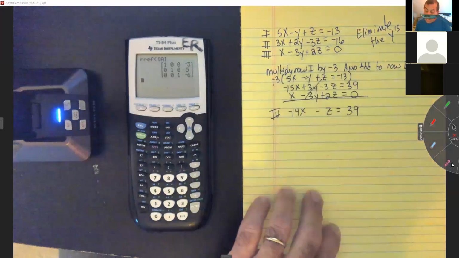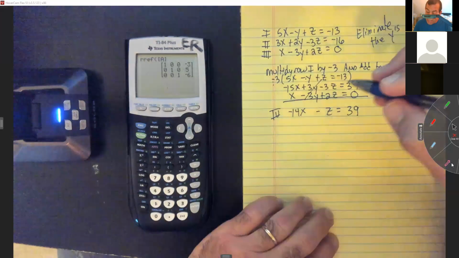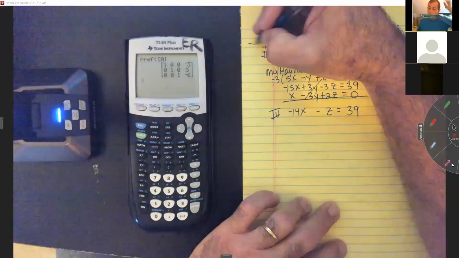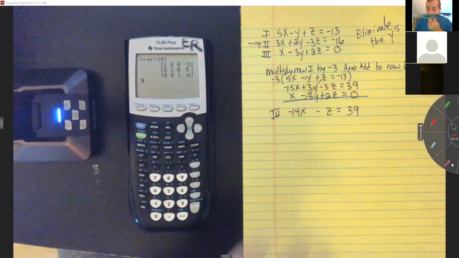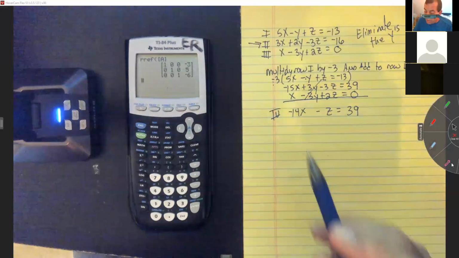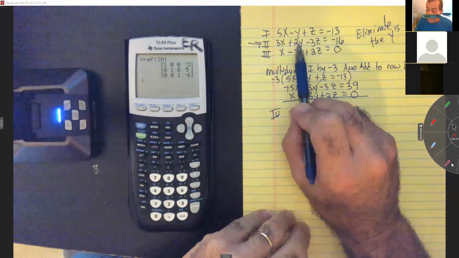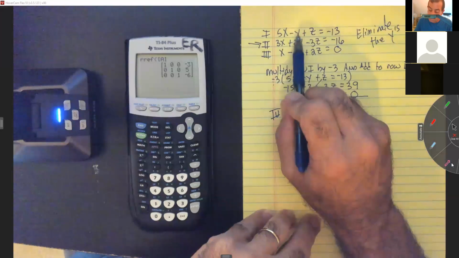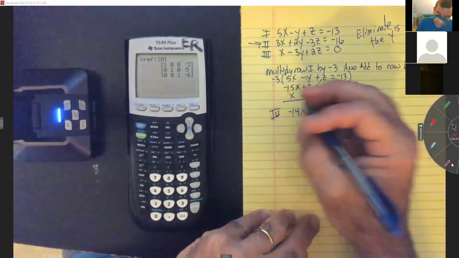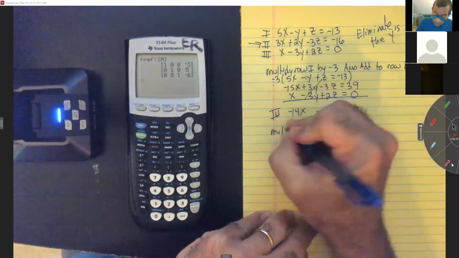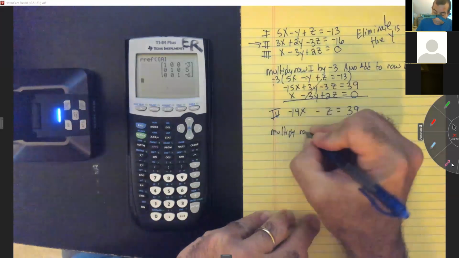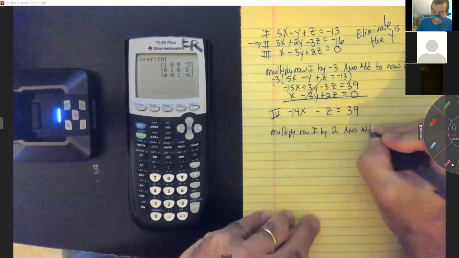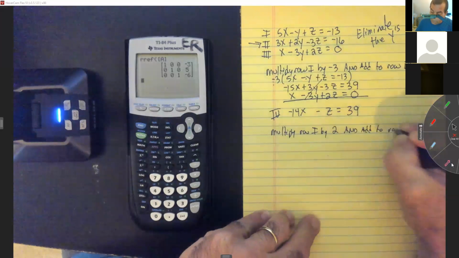So now for row 5, we have to eliminate the y's, but this time we got to use row 2. So look at this. Since row 2 is a positive 2, I'm going to multiply row 1 by 2 to make that a negative 2y, and they'll cancel. So on this one, I'm going to multiply row 1 by 2 and add to row 2.